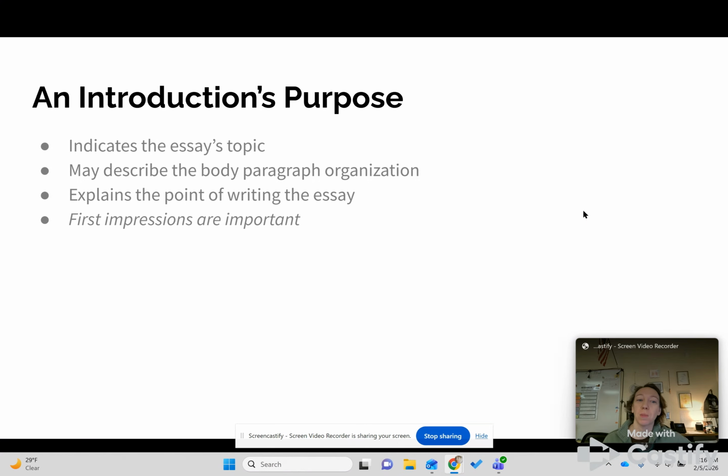An introduction's purpose is to indicate the essay's topic, to maybe describe the pathway of your paper, so the organization of it, explaining the point of writing the essay in the first place, and because first impressions are important. No matter how much we say, don't judge a book by its cover, we absolutely do. So trying to give a good first impression in your intro can be very helpful to the whole purpose of your paper.